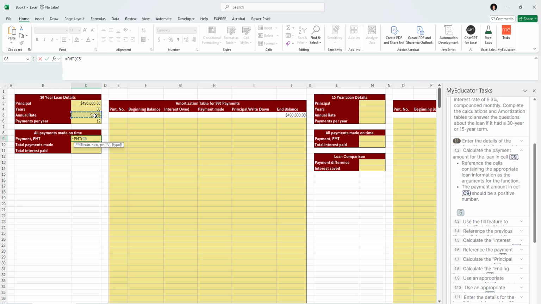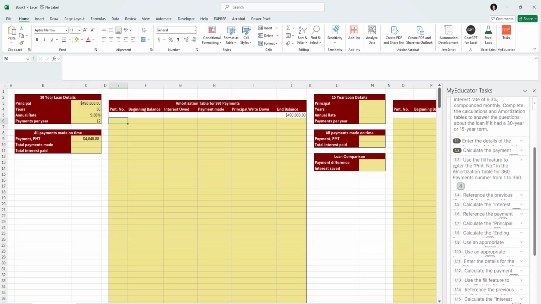Payment rate, but it has to be divided by 12. Periods is 30 times 12. And we need to reference those cells for that. Present value, future value, and type. But make it positive.